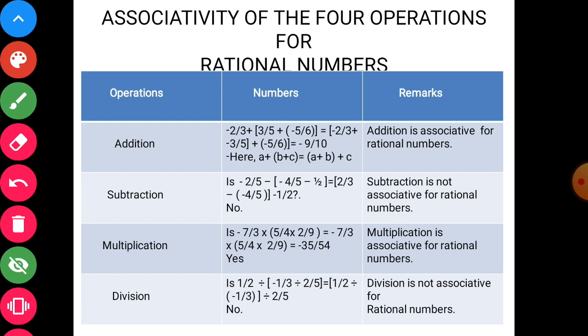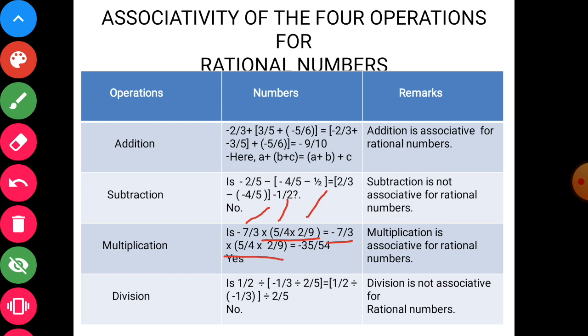Like that you have to write. And for multiplication you have to check. Here, similar to addition, we get LHS equal to RHS. If you multiply minus 7 by 3 into, inside the bracket, 5 by 4 into 2 by 9 is there. If you multiply these two, and if you multiply with minus 7 by 3, the product of this, then you will get minus 7 by 3 into this, here also you will get the same answer.